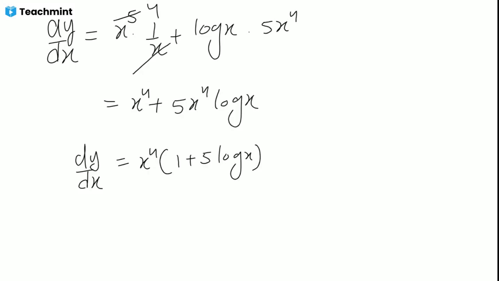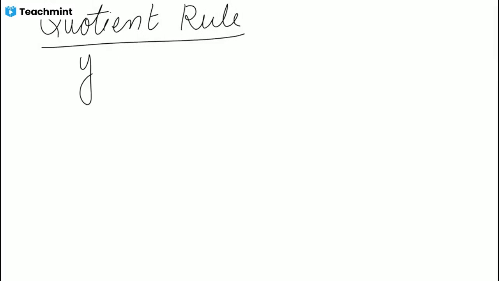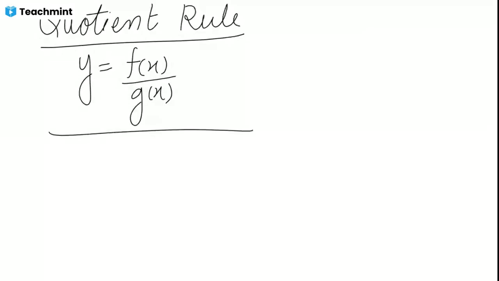And one more rule we have, the quotient rule. In the quotient rule, we use it when we have a function like y as a quotient of two functions. If we have it in this form, then we'll use the quotient rule.